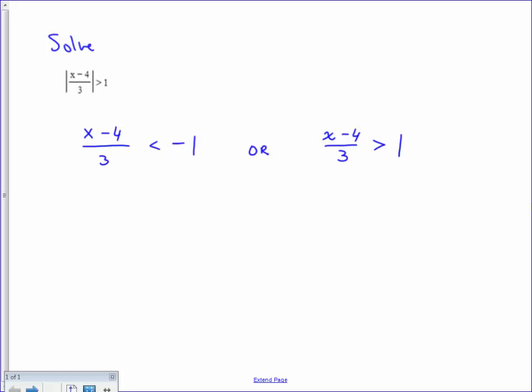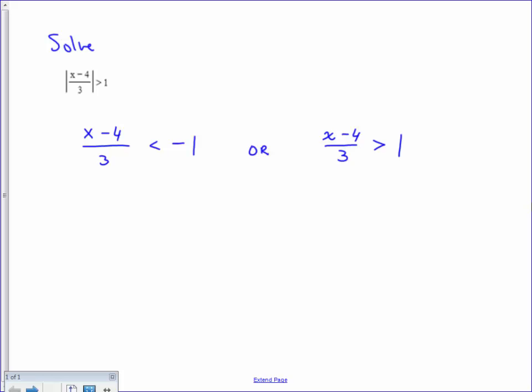So basically, one of them would take care of everything to the left of -1, the other one would take care of everything to the right of 1. Because it's a greater than, you're looking to go away from, or in opposite directions. All right, now we can solve.